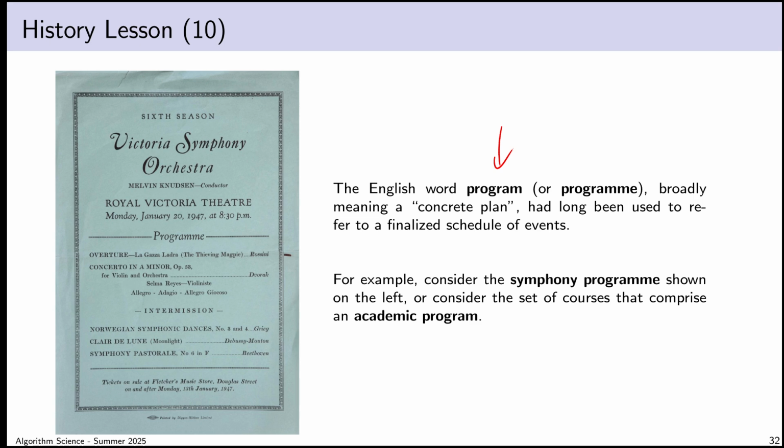So the English word program has been around for hundreds of years. It is not a word that we invented just for computers. The English word program, broadly speaking, means a concrete plan or a schedule of events. Examples might be, suppose you decided to go to the symphony in 1947, or even in the present day, you might receive at the door a program that tells you what you would be hearing that evening. And if you take a course in algorithms, which is probably the reason you're listening to this right now, then likely the reason is because you are in an academic program.